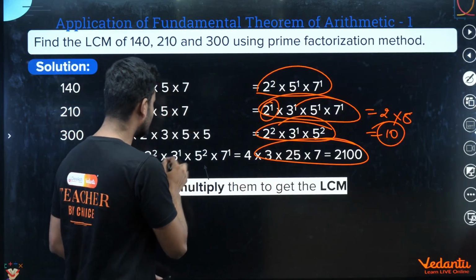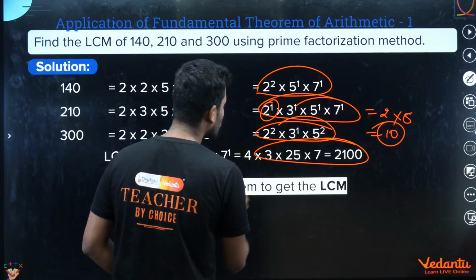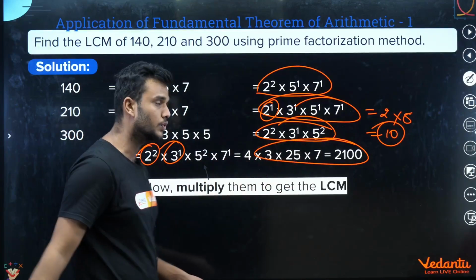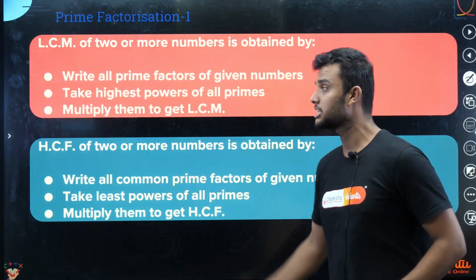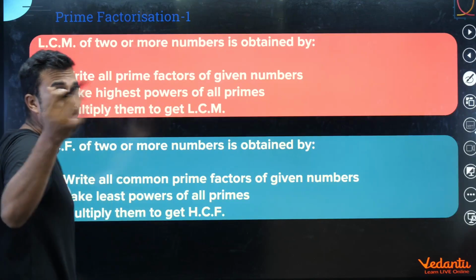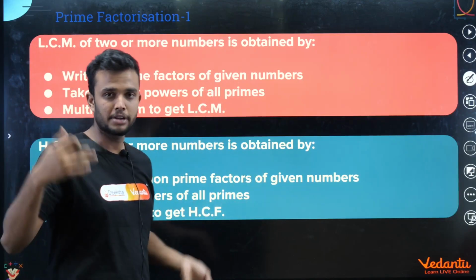2 power 2 is the highest power, we need to consider that one. And also here 3 power 1 is there, we need to consider 3 power 1, 5 power 2, 7, totally 2100. This is the difference between LCM and HCF. This is the procedure. Please take a screenshot, okay? Please take a screenshot, or I will post the notes in the description, please download it.